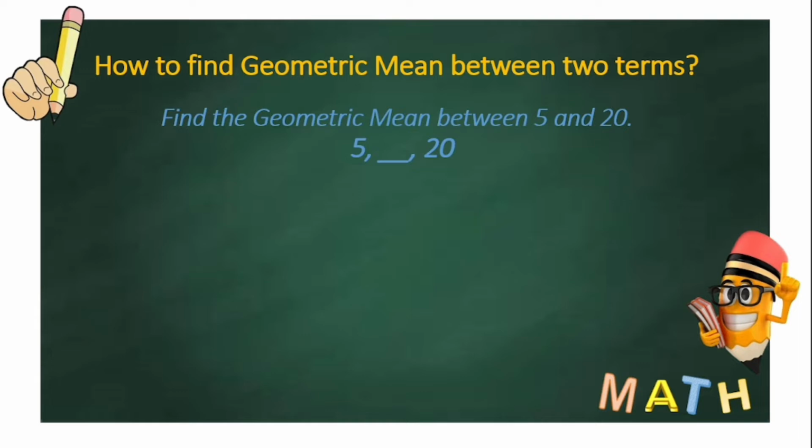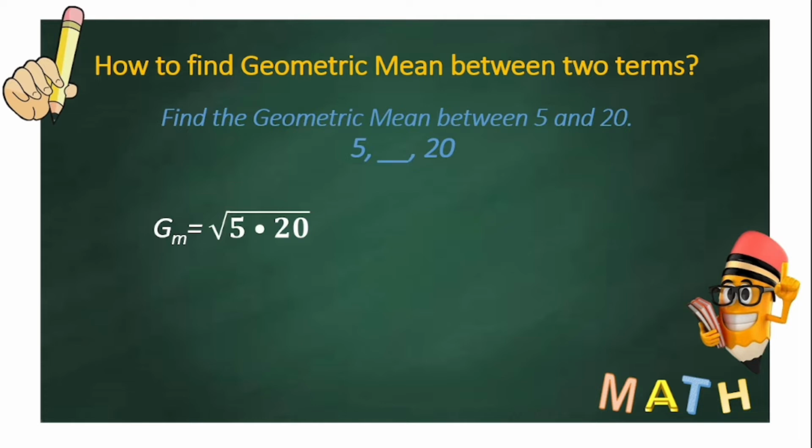So if we're going to look at the example, we are asked to find only one geometric mean between 5 and 20. So if this is the given, what are we going to do? We're going to find the square root of the product of 5 and 20. So the geometric mean is equal to the square root of 5 times 20.